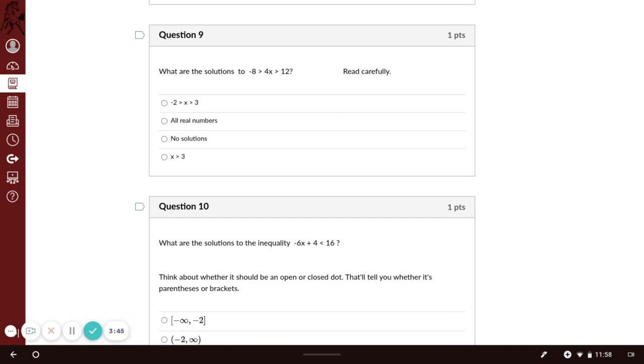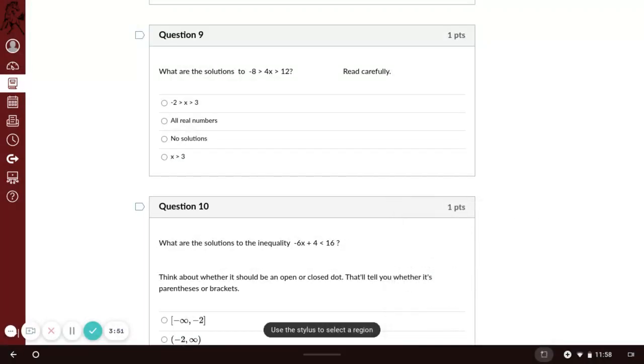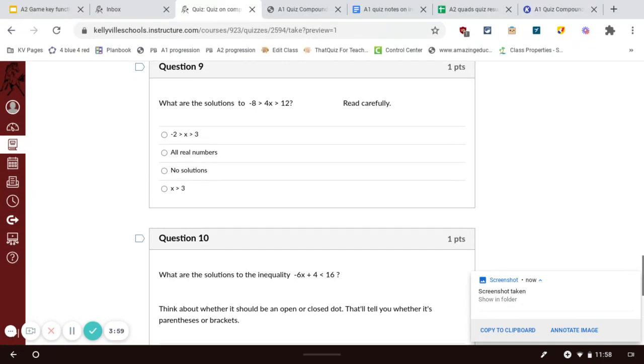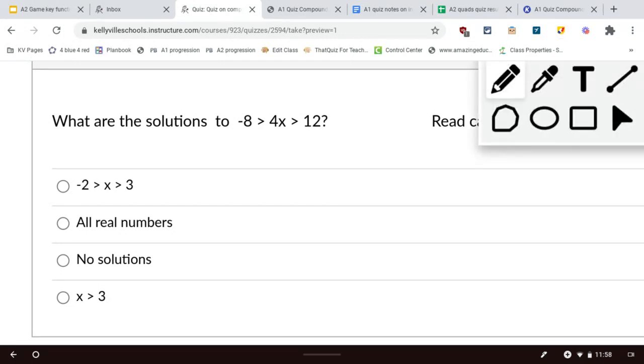All right, let's look at our last problems here. So number 9, it's asking for what are the solutions? Well, actually, I don't think I need my pen for this one. What are the solutions to negative 8 is less than 4x is less than 12? All right, let's see if this pen tool will work.